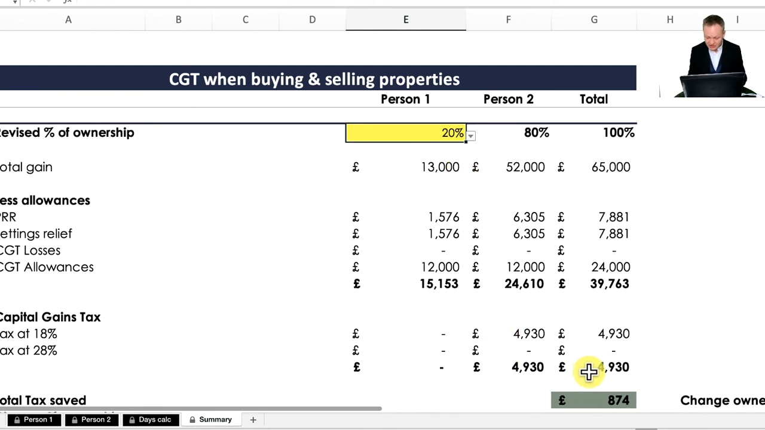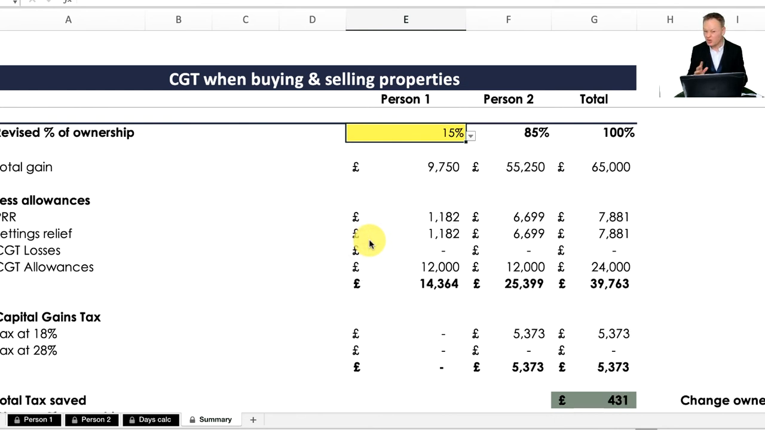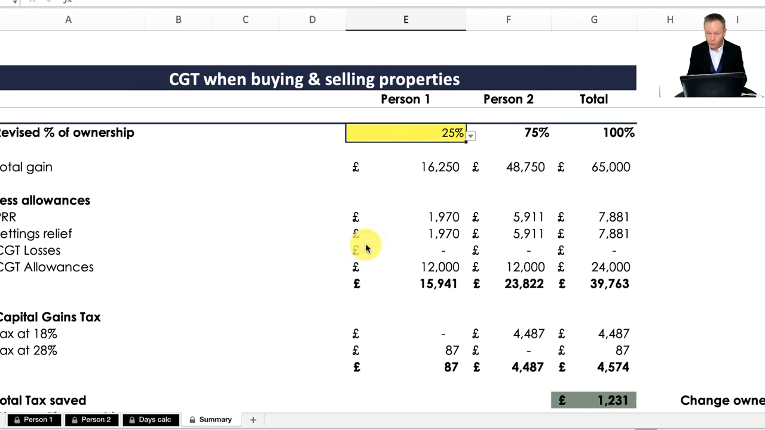And we could just change this number. What we're going to do is keep our eye on this percentage number and this number just down below. If we change this again, let's go back to 15%. What's the tax saving? 431, not so great. We already know if we go back to 20% ownership for person 1, the tax saving is 874. Let's keep going. 25% ownership gives us 1,231. This is good. Now this spreadsheet is giving us the maximum amount of reliefs. So 1,231 is the tax saving by changing the ownership of this property.